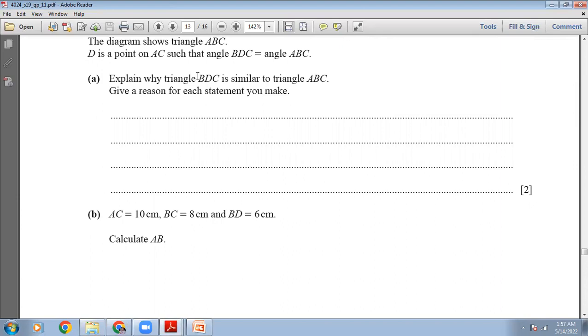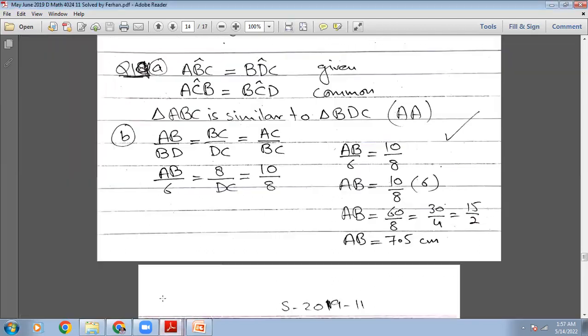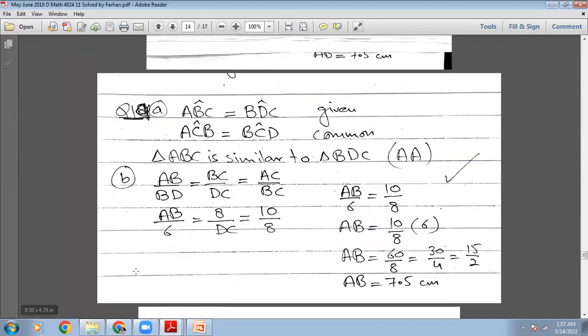So AB divided by BD equals BC divided by DC and equals AC divided by BC. And you just put these values and you will be able to solve it. So let me show you, it's a 2 marks question. Here you can see I have written that B part and I have written that AB by BD is equal to BC by DC is equal to AC by BC.